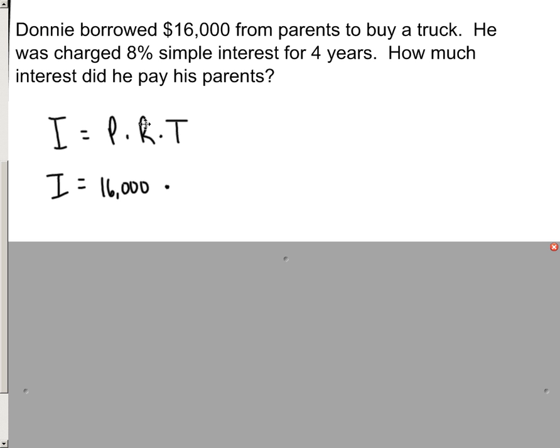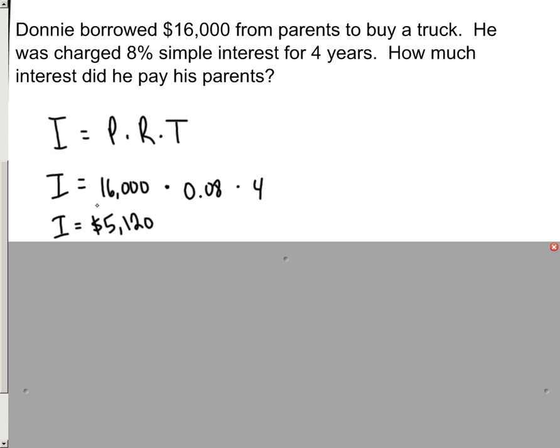Now, what was his percentage? 8%. Go ahead and flip that into a decimal. And then how many years did he borrow it for? 4 years? Okay. So now all we have to do is multiply those 3 numbers together, and it doesn't take long to type that into the calculator. And you come up with this number. He paid an interest of $5,120.